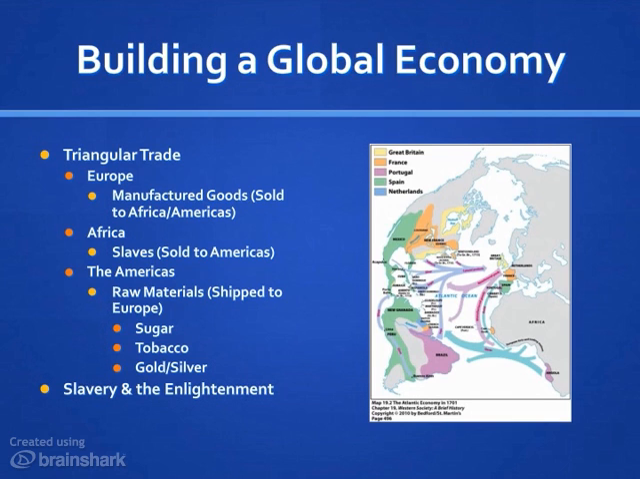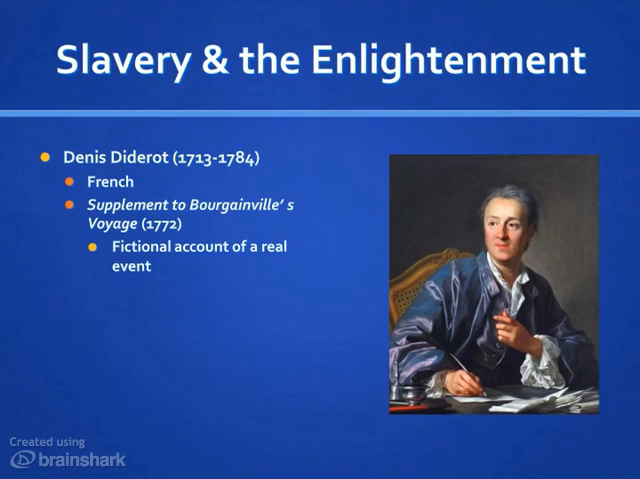Now, to understand this further, we need to understand that this trade, the triangular trade, had an obvious impact on peoples around the globe. Now, the most obvious is the impact on enslaved Africans. Slavery contradicted the ideals of the Enlightenment, and that contradiction was not lost on many Enlightenment thinkers. Denis Diderot, the French philosophe who helped publish the Encyclopedia, was one who saw a contradiction between the Enlightenment's emphasis on liberty and human rights and African slavery.